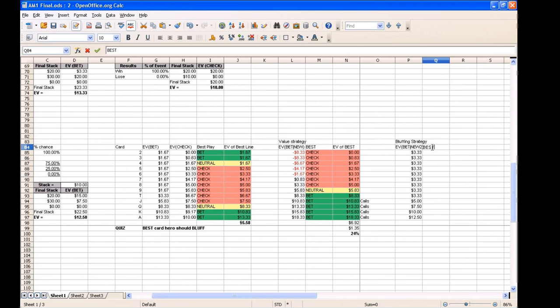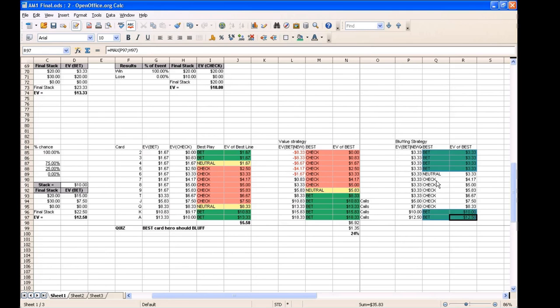So best line, EV of best. Once again, we're going to take our max between our bet, semicolon, and check. And here we're gonna bet. Where is this neutral? This is neutral. Check, check, check, check, check, check, bet, bet. So now once again, we'll color code and we'll conclude this particular strategy after that.